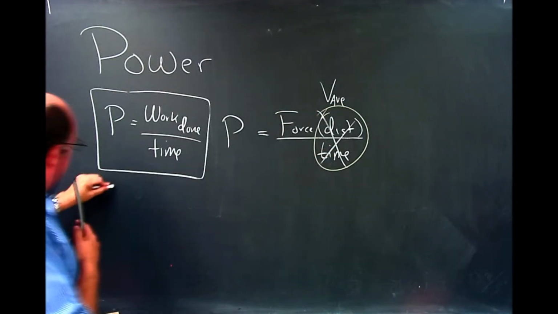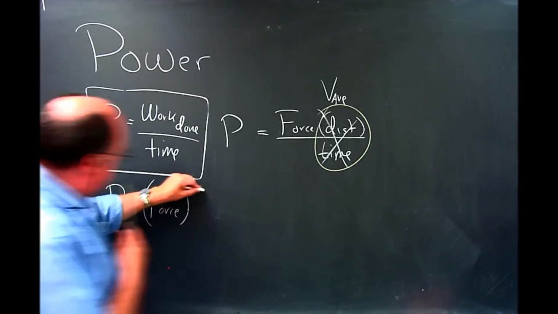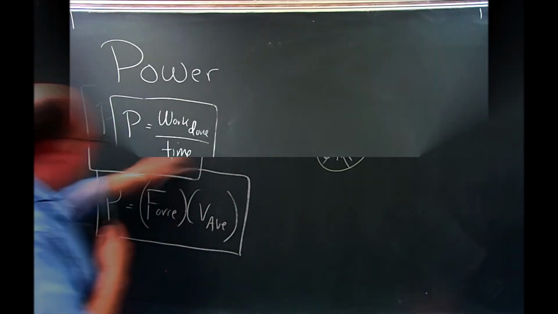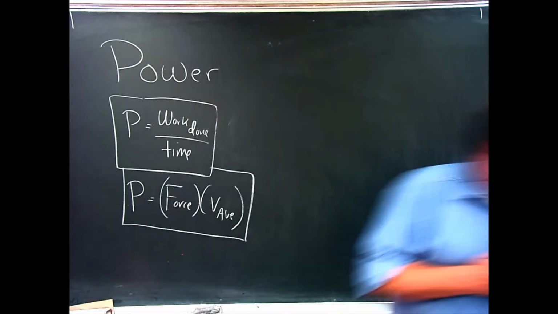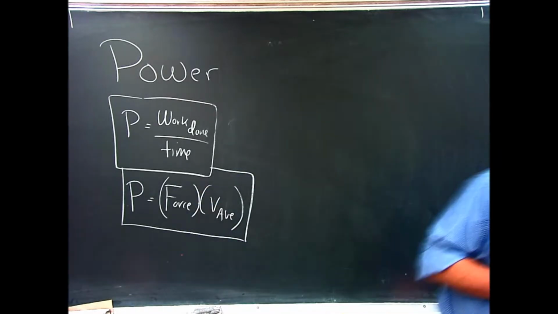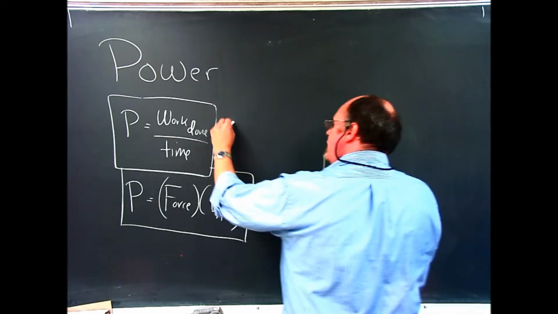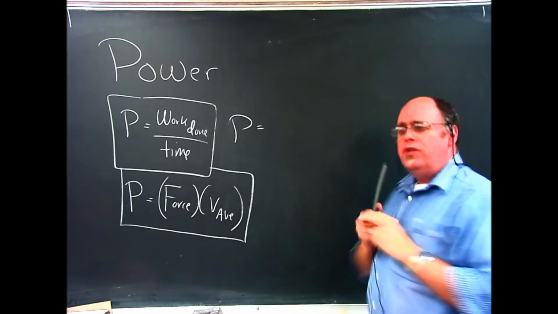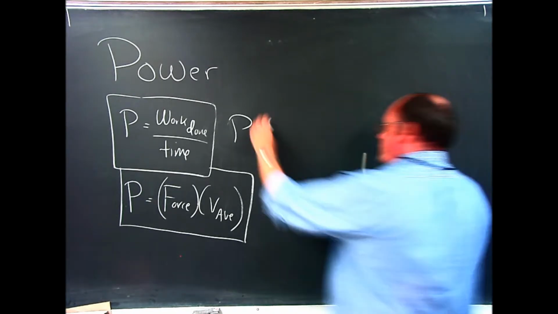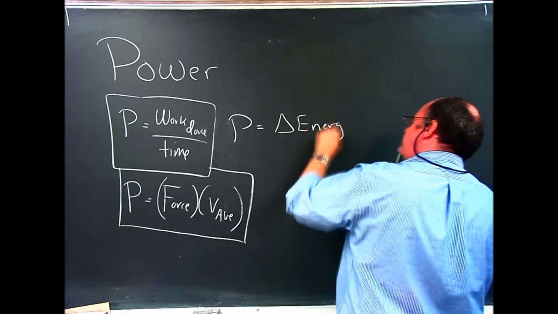So another way I could write power would be power equals a force times V average. That's a second way I could talk about it. And the book also explains there's a third way, equal to the rate at which energy is transformed. So the third way we could look at it is power is equal to, when we're talking about energy being transformed, the change in the energy. So we could say power equals delta energy over time.